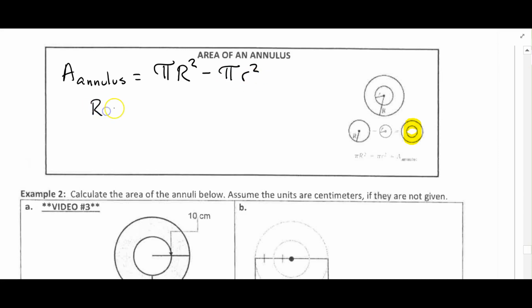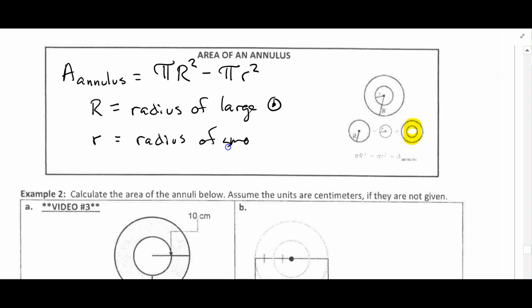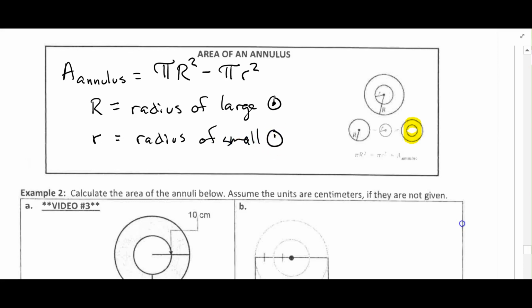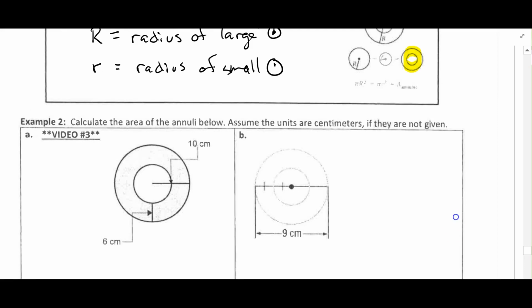So let's write that down. Capital R, radius of large circle, and lowercase r, radius of small circle. All right, so let's try this out with a problem.